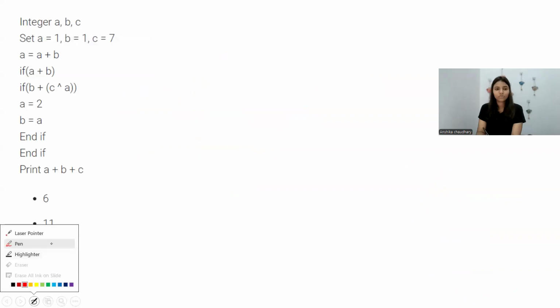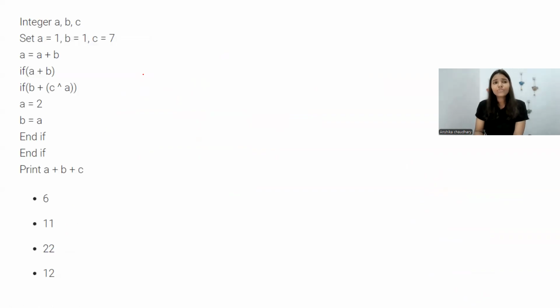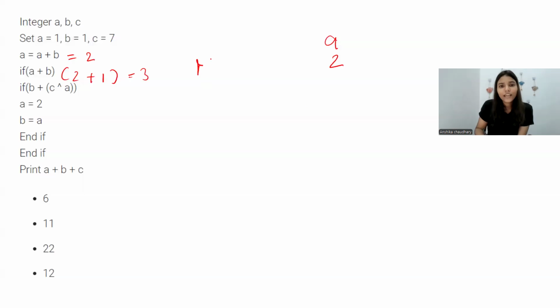Let's move on to the next question. The next question is integer A, B, C, set A equals 1, B equals 1, C equals 7. Okay. Now we have to update the value of A to A plus B. So 1 plus 1 will become 2. That means the updated value of A is now 2. If A plus B, so A is 2 plus B is 1, that means 3. So we have if 3. So 3 is a non-zero value. Every non-zero value is considered as true. So if true, that means the condition is true.